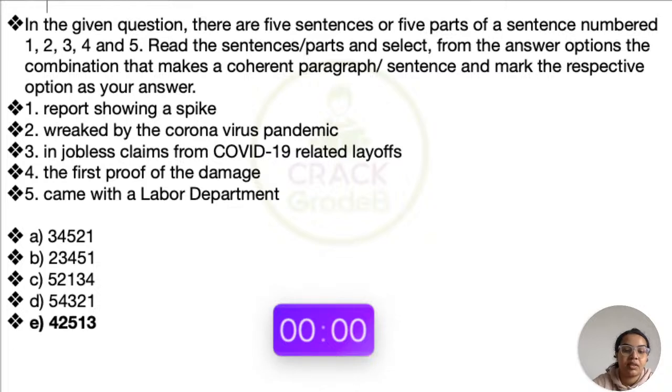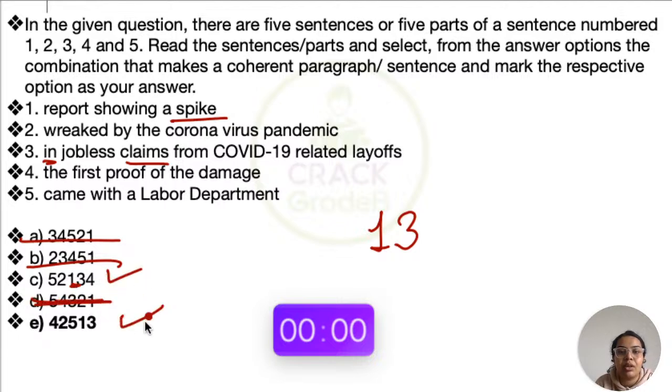The answer here is E. The report showing a spike. See, spike. If you have read properly, regularly, आप read कर रहे हो, you know that spike in something is what we talk about. Spike in jobless claims. So first and third is a strong pair. No, no. It exists here. No. Now you are down to only two options. Check out something else as well.